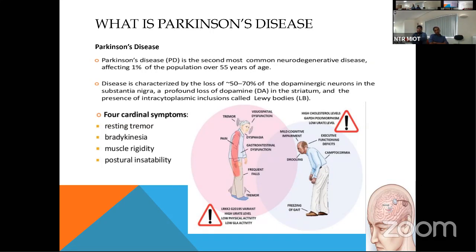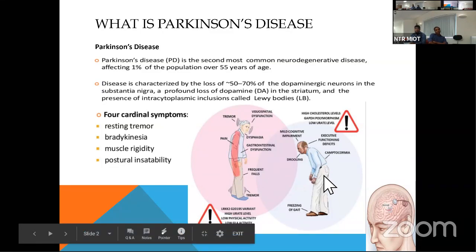If you look at the cardinal symptoms, there are 4 cardinal symptoms in Parkinson's disease. The first thing is tremor, resting tremor: while you are sitting, your hands are shaking. That's the early sign. Then the motor activity could be less, called bradykinesia, where movements are less. While that happens, we have to use our organs and muscles, otherwise they become rigid. Because of the slowness of movement, your muscles become rigid. All these things cause postural instability, which means you become stooping and your walk gets slow.